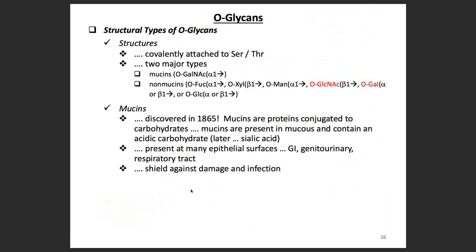Okay. O-glycans, very quickly. How much time do we have? 3:49. All right. So I'm going to go for about 10 or 15 minutes more.